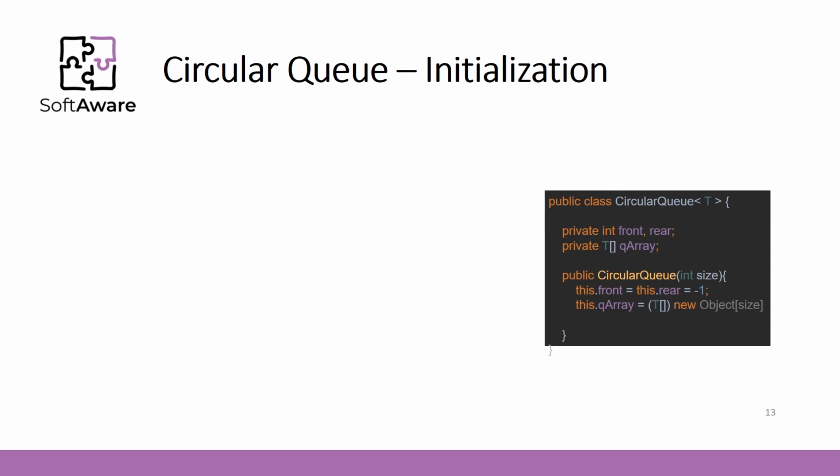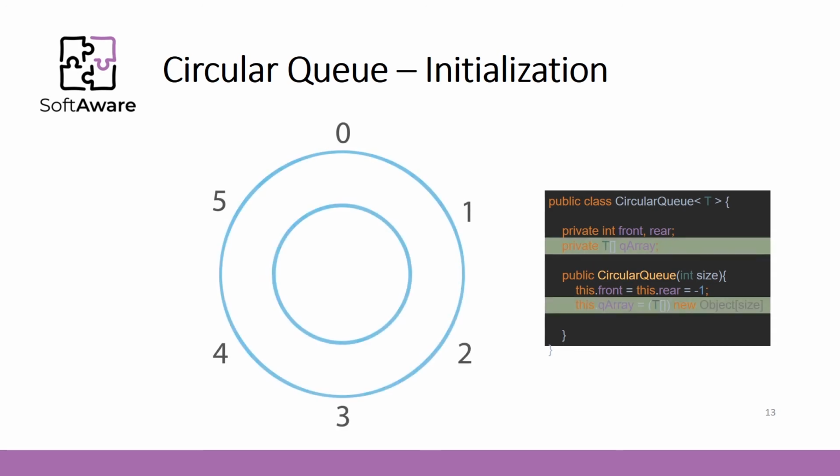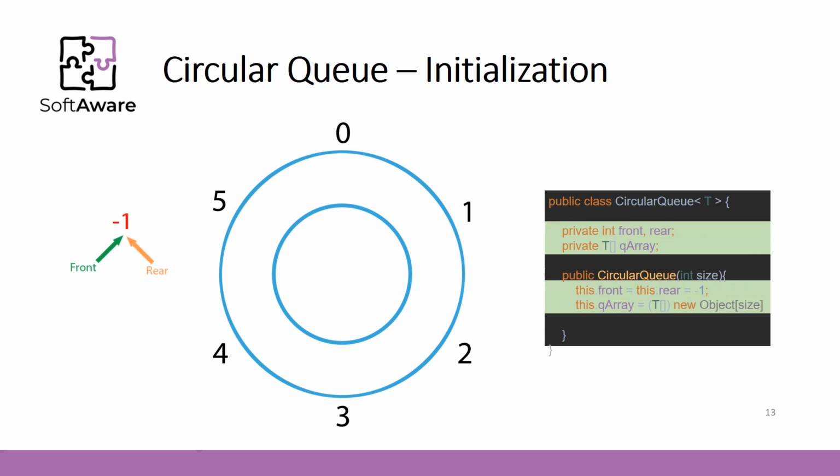At the initialization part of circular queues, we can see that there is no difference than simple queues. We have an array and also front and rear to keep track of indices stored at the beginning and at the end of the queue. Next, we will see how enqueue operation is performed in circular queues.